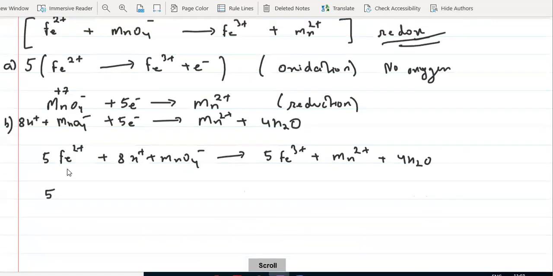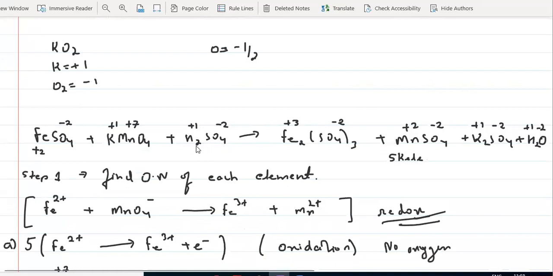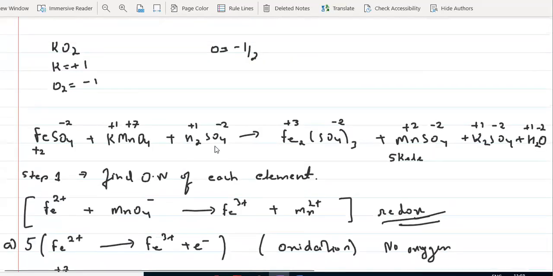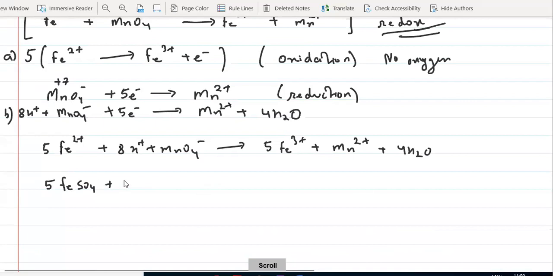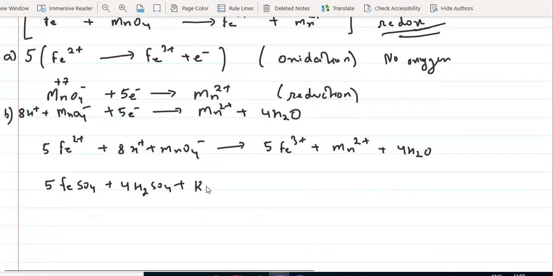So Fe2 plus was with FeSO4, so it should be 5 FeSO4, plus H plus was with H2SO4. So tell me, if I have 8 H plus, how many H2SO4 should I have? 4. Yes, very good, Ronak. So 4 H2SO4, plus MnO4 minus, which was with K. So it is just KMnO4. So this is the reactant side.